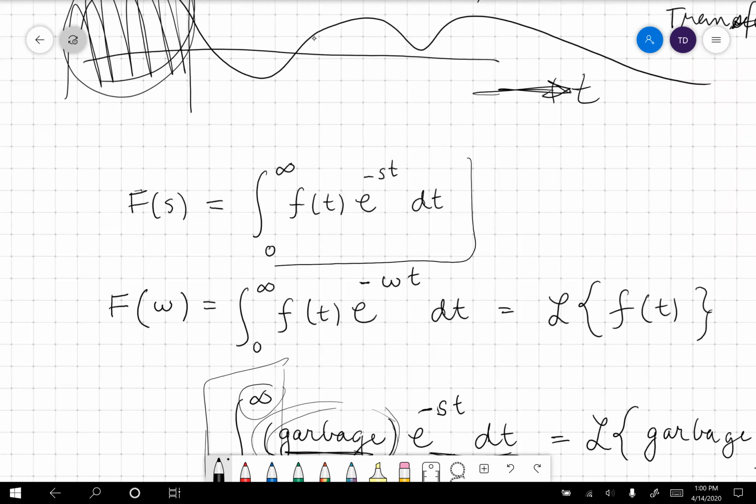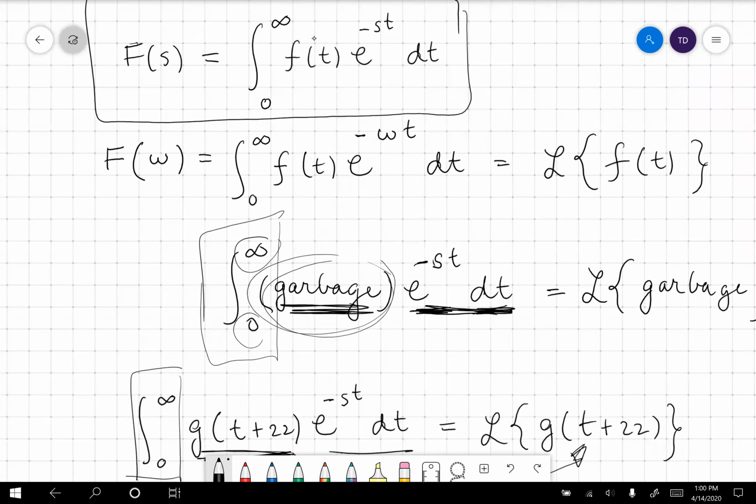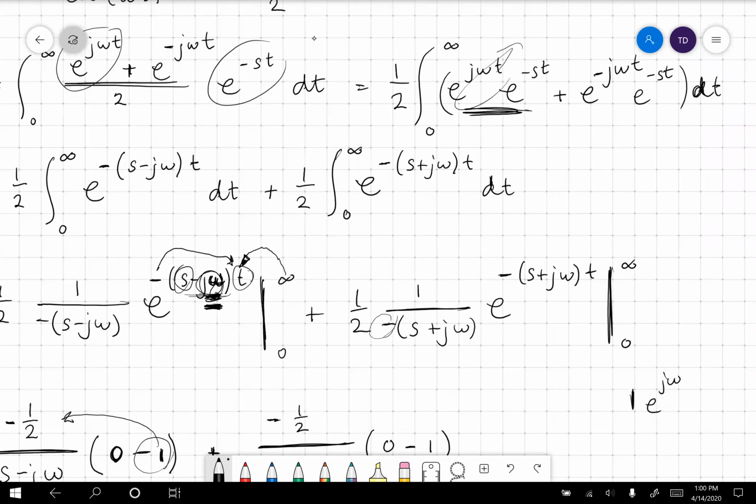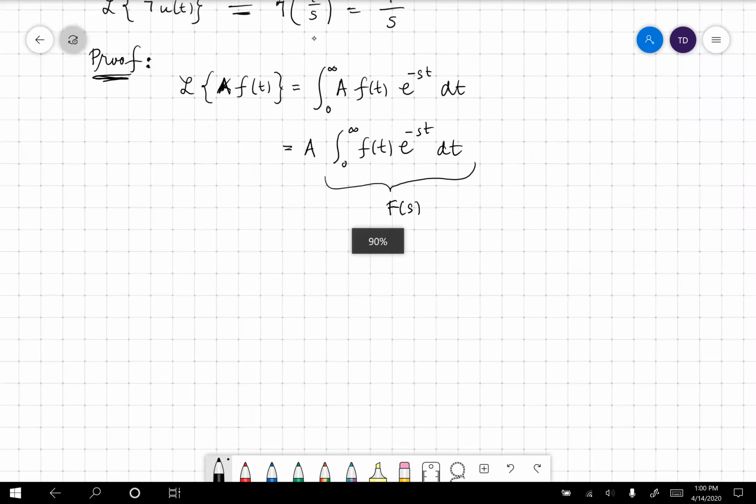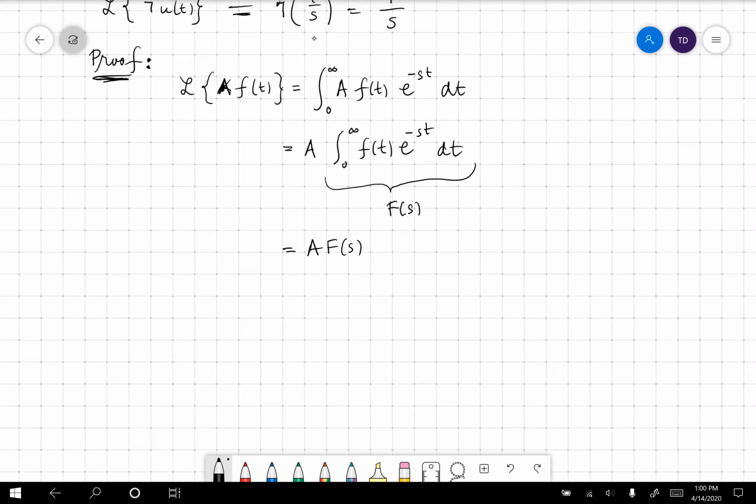What's that integral equal to? F of s. That's the Laplace transform of f of t. It's F of s. So all of this is A times F of s. And that's what we were trying to prove, that the Laplace transform of capital A f of t is equal to A F of s. Proven, done. Now we can use it.